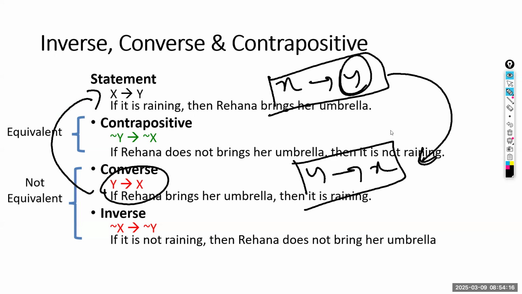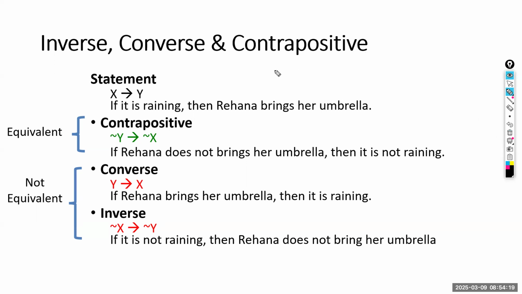That is scientifically correct, right? But it doesn't mean that whenever this happens, right?